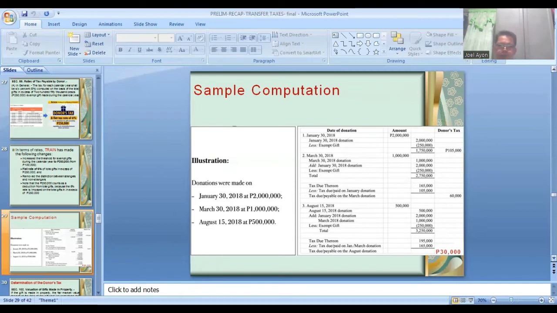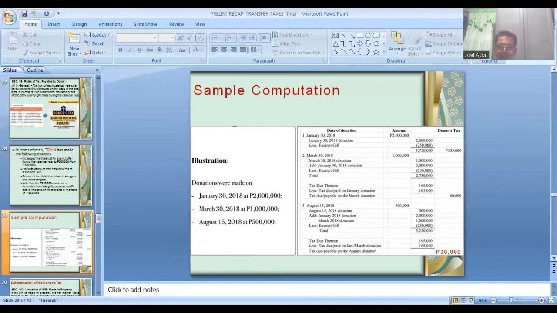Second donation, on March 30, 2018. We have a 1 million donation. Then you will add the January 30, 2018 donation. So you will have 3 million less the exempt gift of 250,000. So it will be 2,750,000. The tax due thereon is 165,000, less the tax due paid on the January 30, 2018 donation, which is 105,000. So the difference now is 60,000, which is the tax due payable on the March 30 donation.